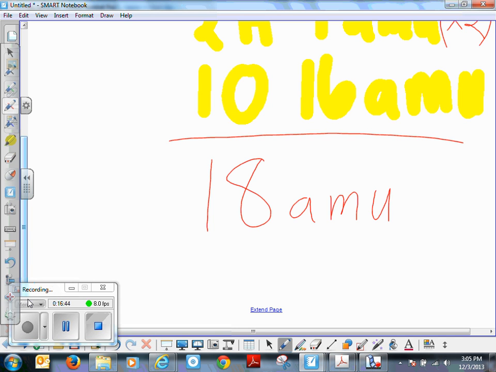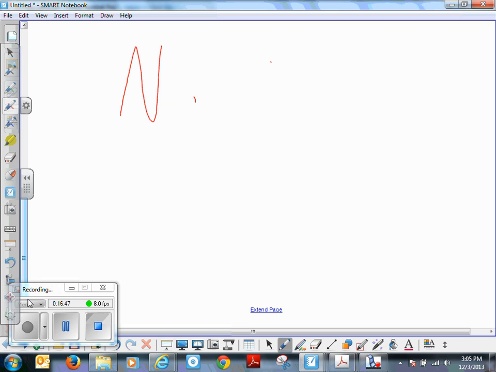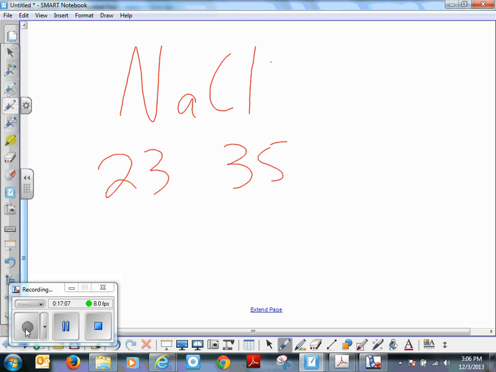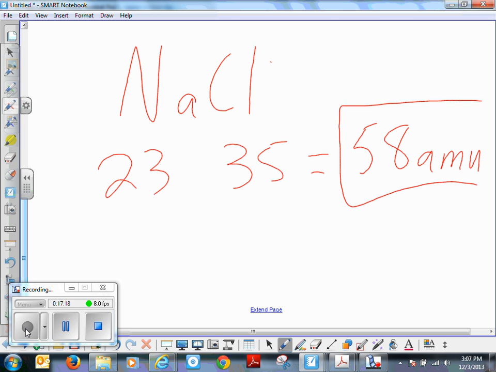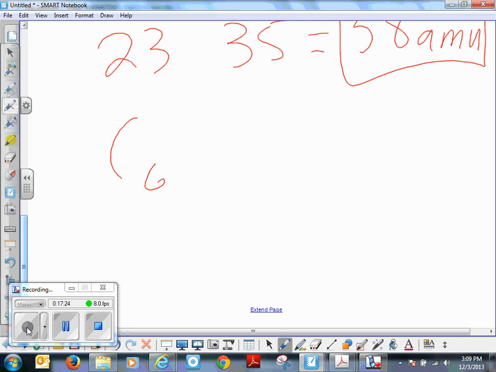Okay, let's do another one. Let's do sodium chloride. Can you figure that one out? You look at your periodic chart, sodium has 23, that's the most common isotope, and chlorine is 35. They each have 1 because there are no subscripts, so the subscript number 1 is assumed. So it's going to be a total of 58 AMUs.